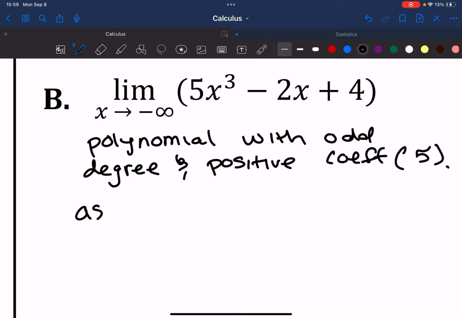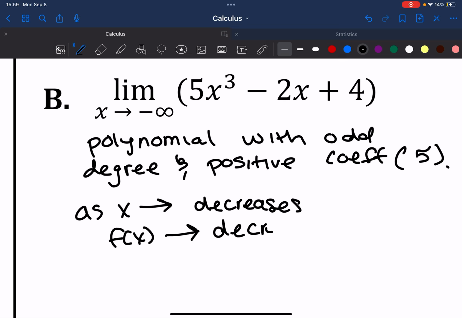So that means as x decreases, f of x decreases, which means that my limit is going to approach negative infinity. Okay, so these are polynomials.